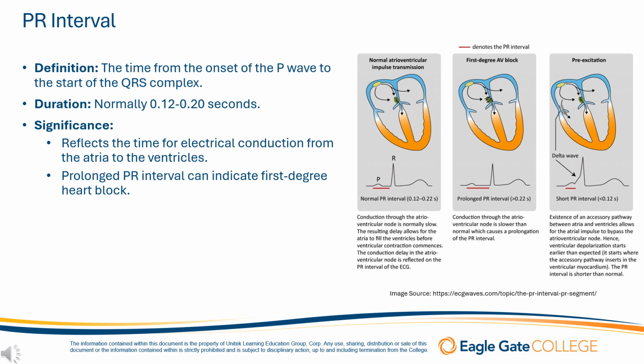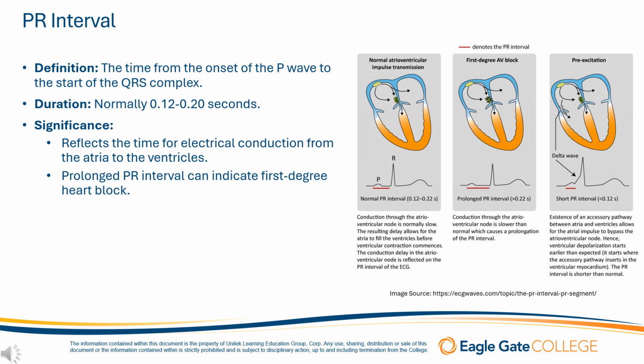A prolonged PR interval is the hallmark of first-degree heart block. In this condition, every atrial impulse is conducted to the ventricles, but it takes longer than usual. First-degree heart block is often asymptomatic and found just incidentally on an ECG that we're doing for other reasons. However, it can indicate an underlying issue with the AV node that may need monitoring, especially if the patient is on medications that affect the conduction system or has conditions like ischemic heart disease.